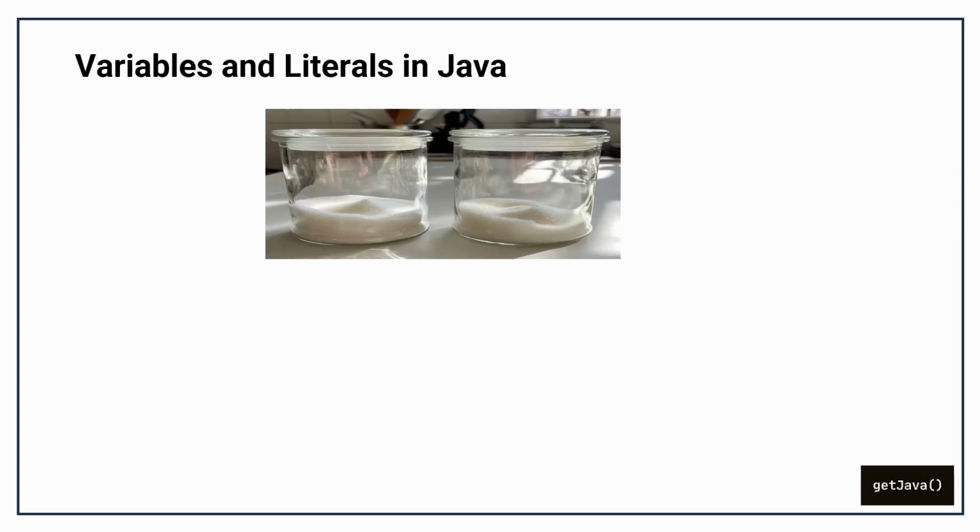Here we have two containers and they are holding salt and sugar. But just by looking at the picture, it is very difficult to distinguish which container is holding salt and which one is holding sugar. So what can we do? We can put labels on the containers. So now we can distinguish that the first container is holding salt and the second container is holding sugar.